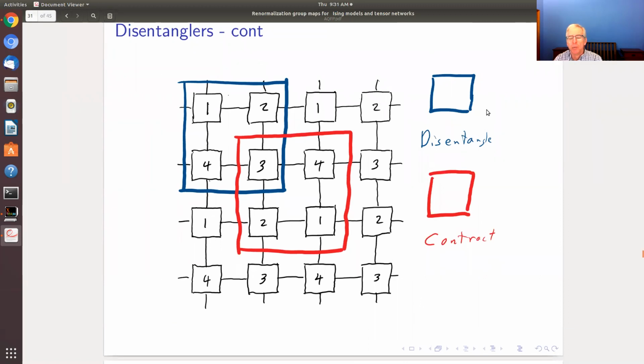So I'm going to do this disentanglement in the blue box here. And you should imagine this blue box is repeated. So there's another blue box here and so on. I just didn't want to draw them to keep the figure from getting too cluttered. But then I'm going to contract in the red box. So I'm going to take these 4 tensors and contract them, and that'll be my new tensor. Okay, and again, you should repeat this red box. So there's another red box over here and another one below it and so on.